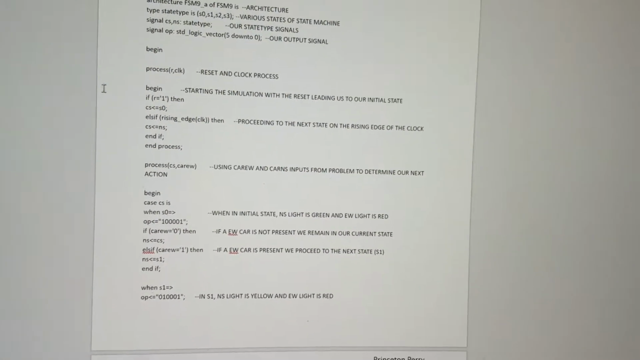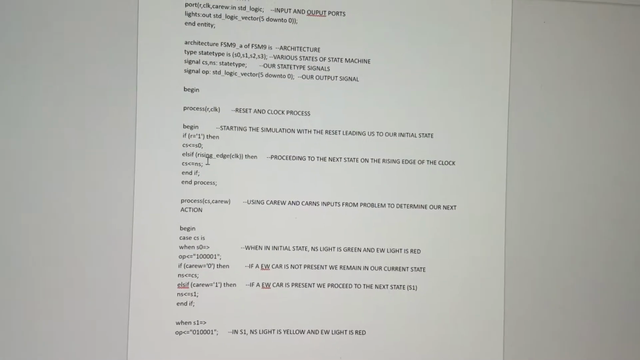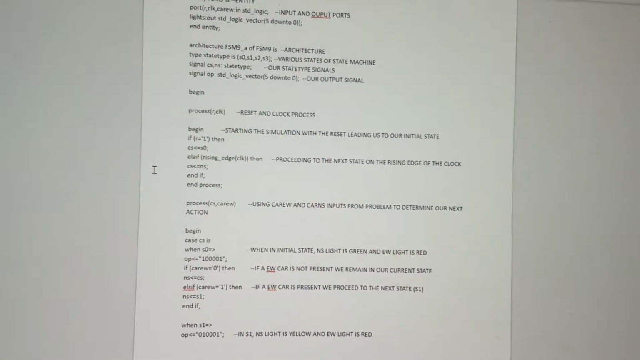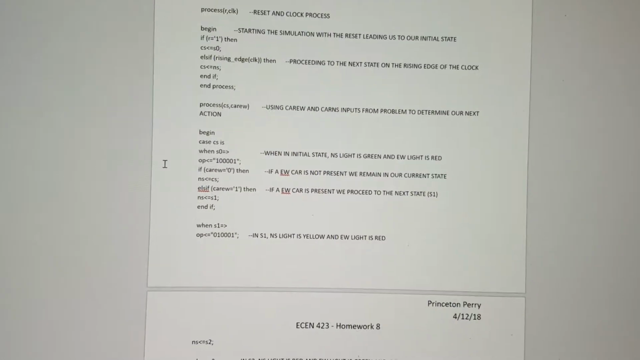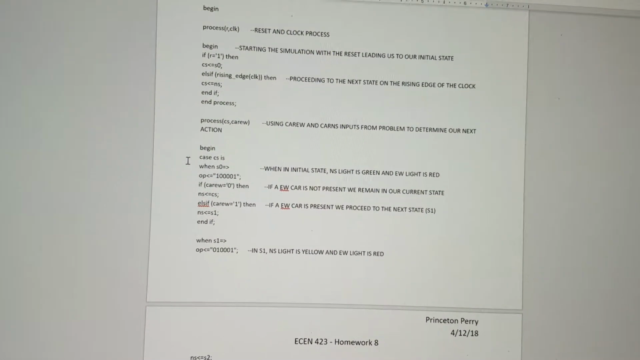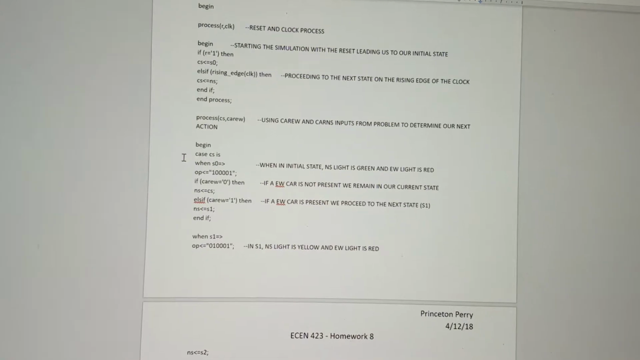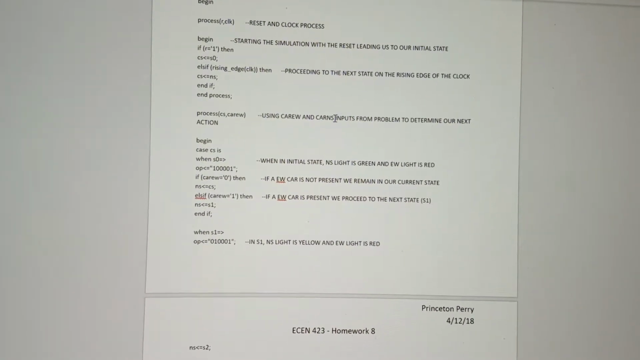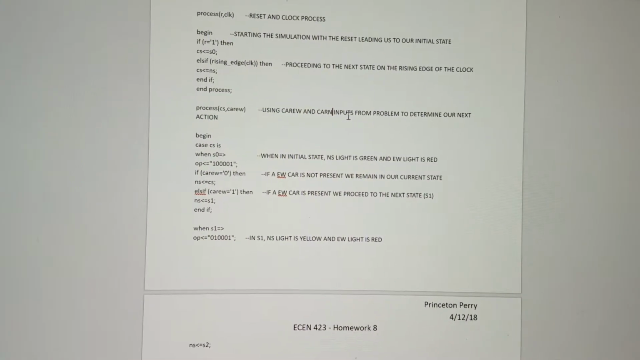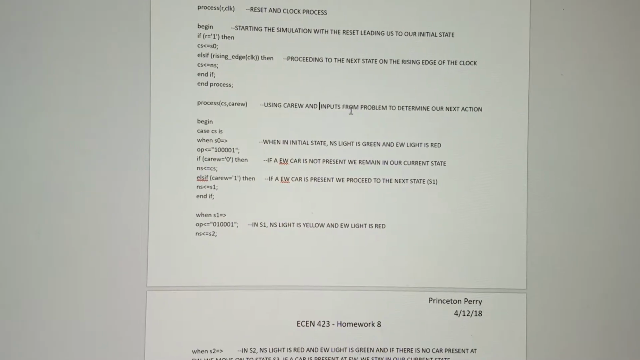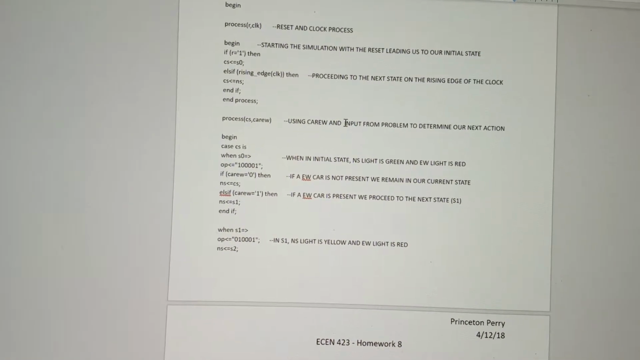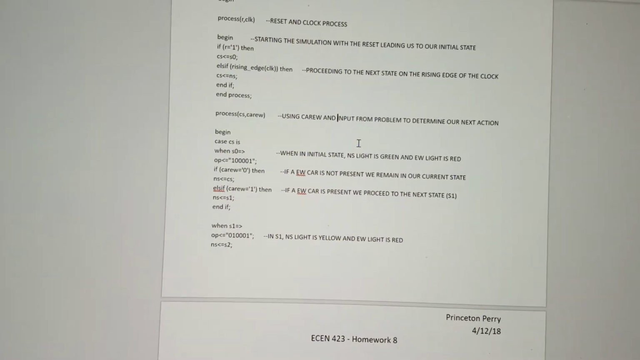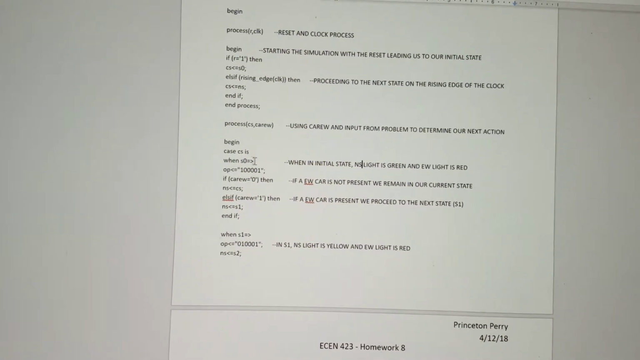Just like the other ones, in the beginning we start the simulation with reset, leading us to our initial state, and then proceed to the next state upon the rising edge of the clock. Here we're using our car east-west input, which is the only one we're following, to determine our next action. Sorry, I kind of copied and pasted that one from the last problem.